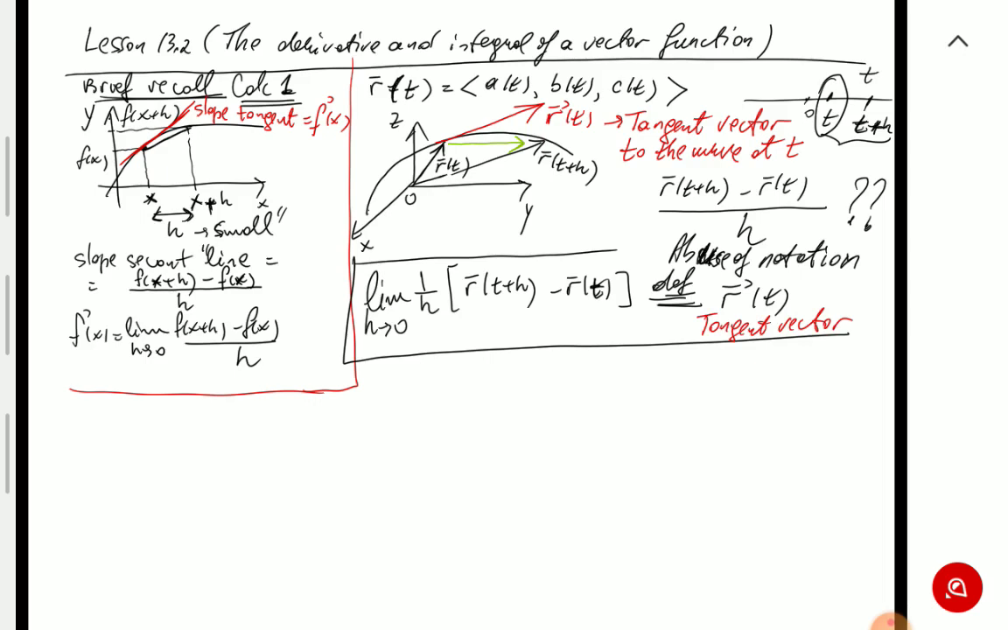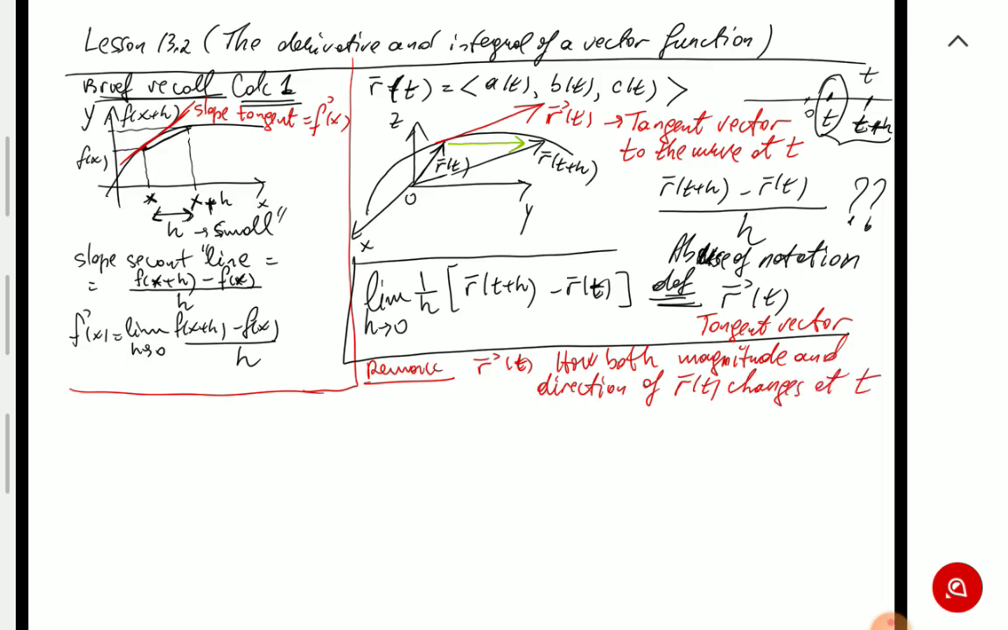And remember always that by itself r prime of t indicates how both magnitude and direction of r of t change at t, right? So it's the rate of change at t for both the direction and the magnitude.